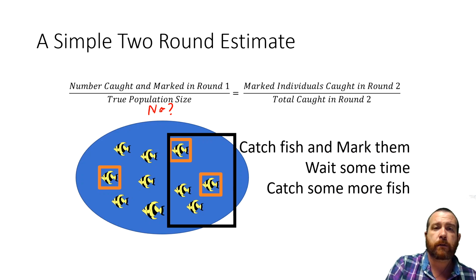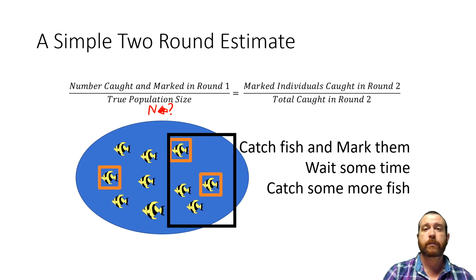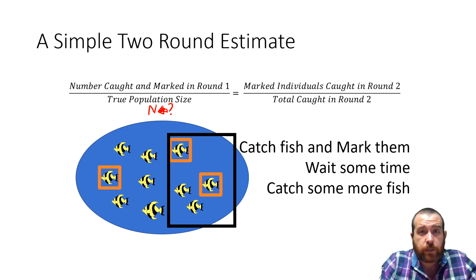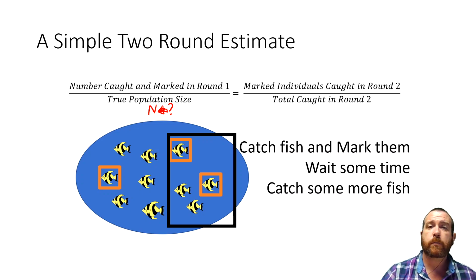That's supposed to be an arrow. It doesn't look like an arrow. That's not important. So the number that I marked and captured in round 1 divided by the true population size, which is an unknown right now, we don't know what it is, equals the number of individuals that you catch in round 2 divided by the total caught individuals in round 2.